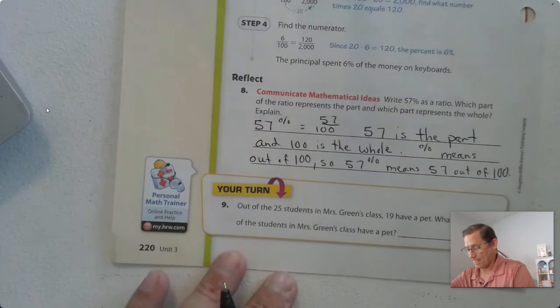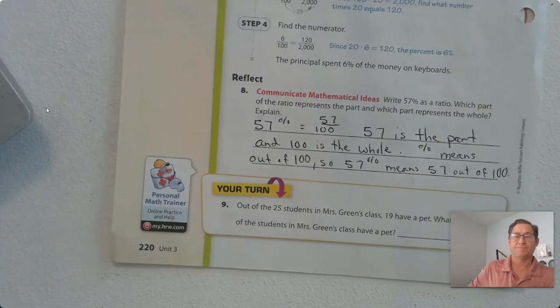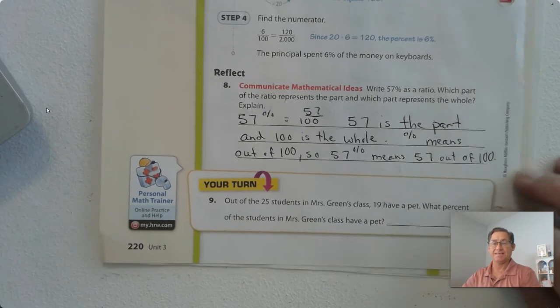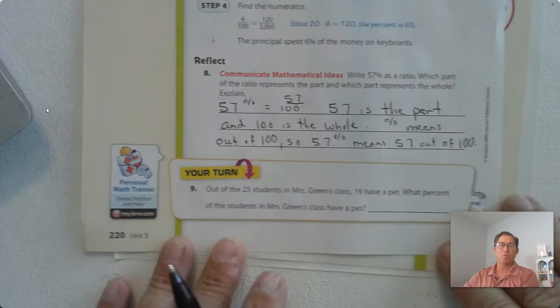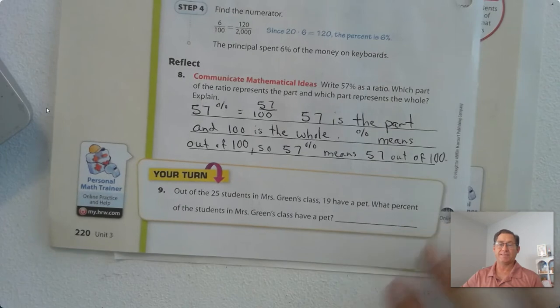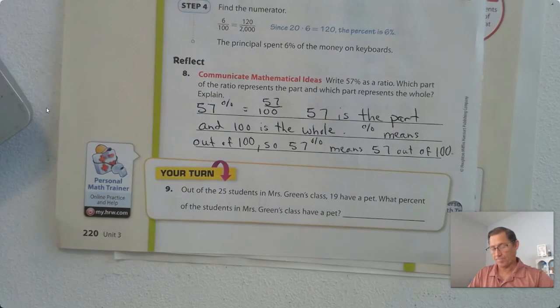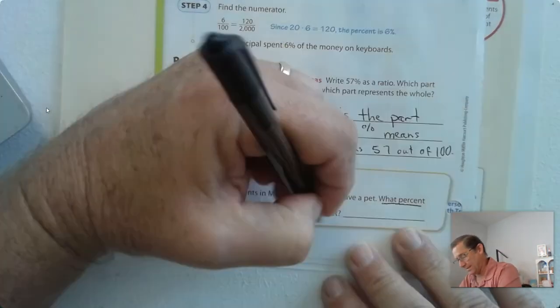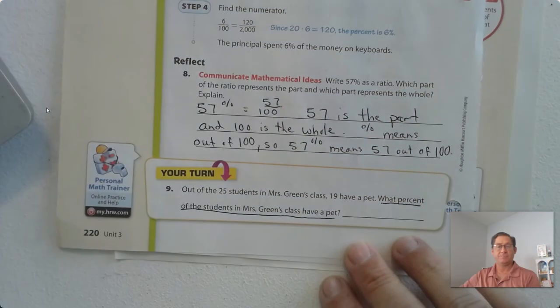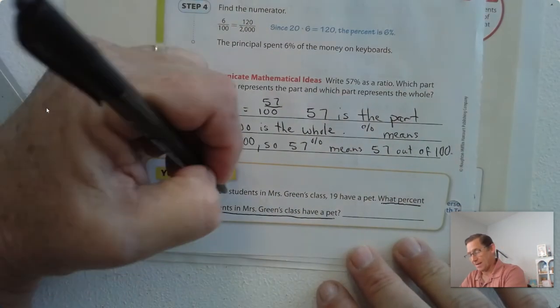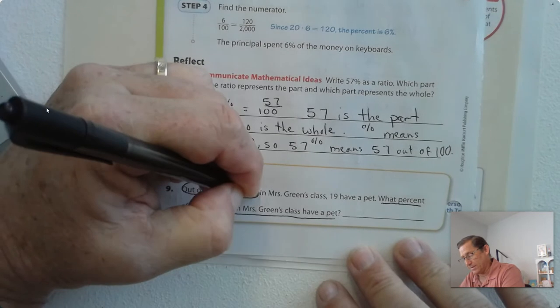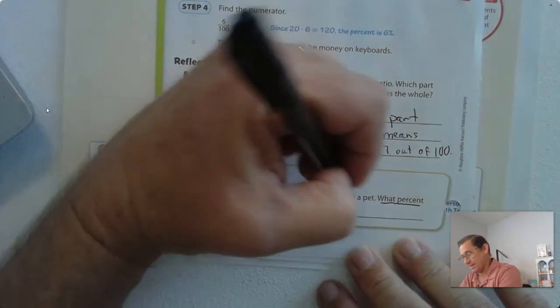All right, let's look at number 9. Out of 25 students in Mrs. Green's class, 19 have a pet. What percent of the students in Mrs. Green's class have a pet? Out of 25 students, so that's the total, the part is 19.